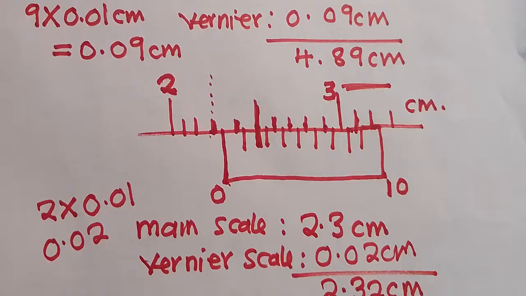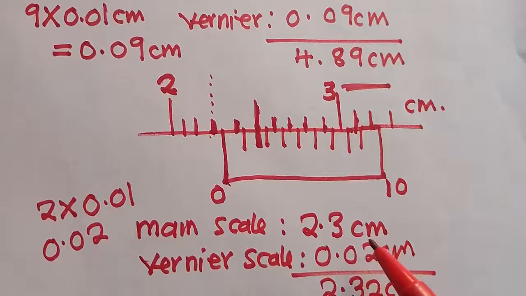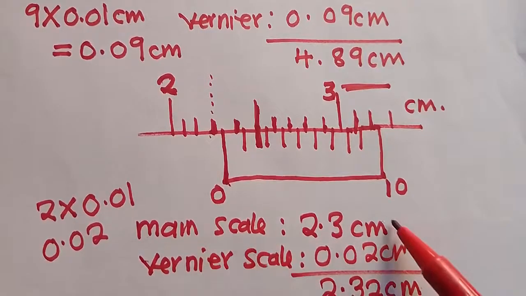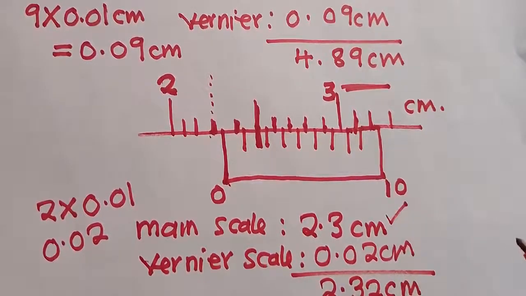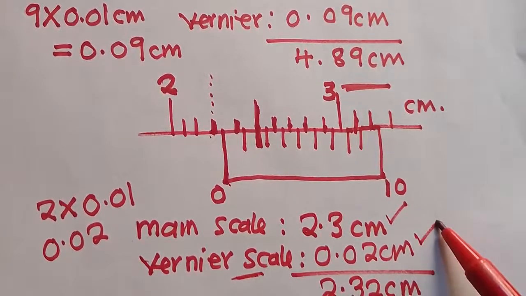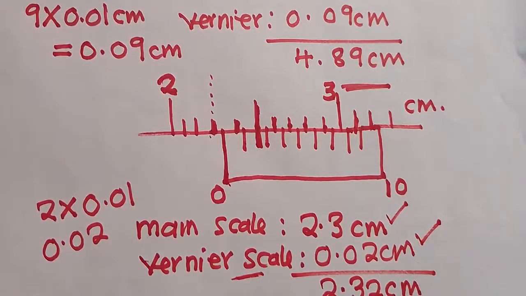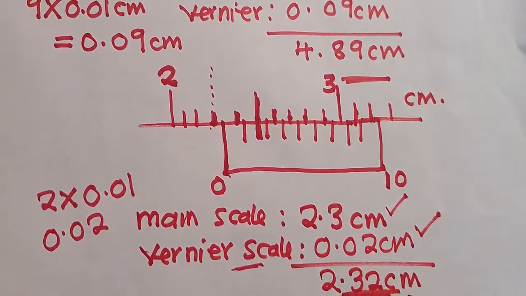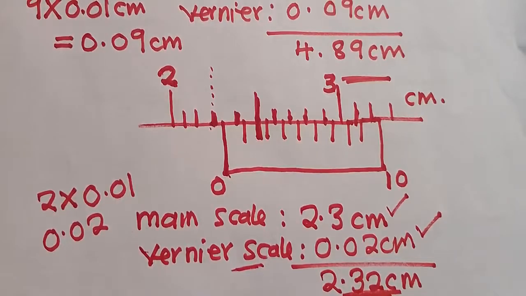Before I go, sometimes a question will just ask what is the reading on the main scale. You just get this one. If they are asking what is the reading on the Vernier scale, you just get this one. But if they are asking you to find the total reading, you add these two. Then you find the answer just like that. Have you seen? This is how you need to answer such a question.